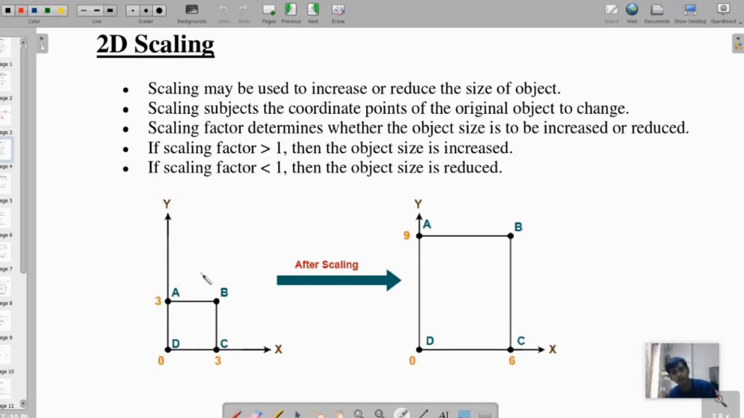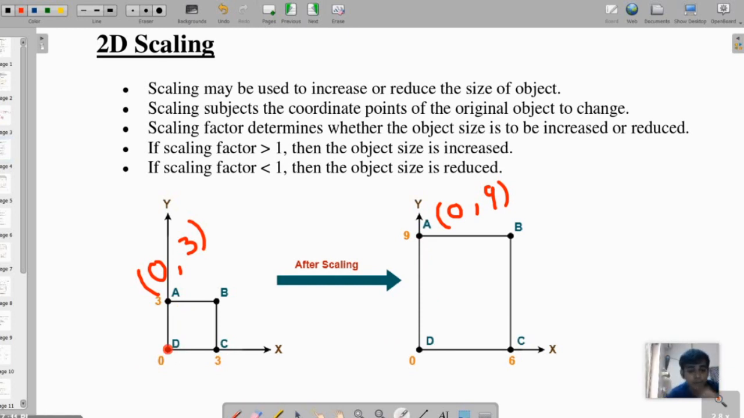I hope you have been able to figure it out. It's very simple. If you have a look, you can find that the coordinate for point A is 0 and 3. Now, after the scaling operation has been performed, the new coordinate for A is 0 and 9. So you can say that this OA line has been enlarged.